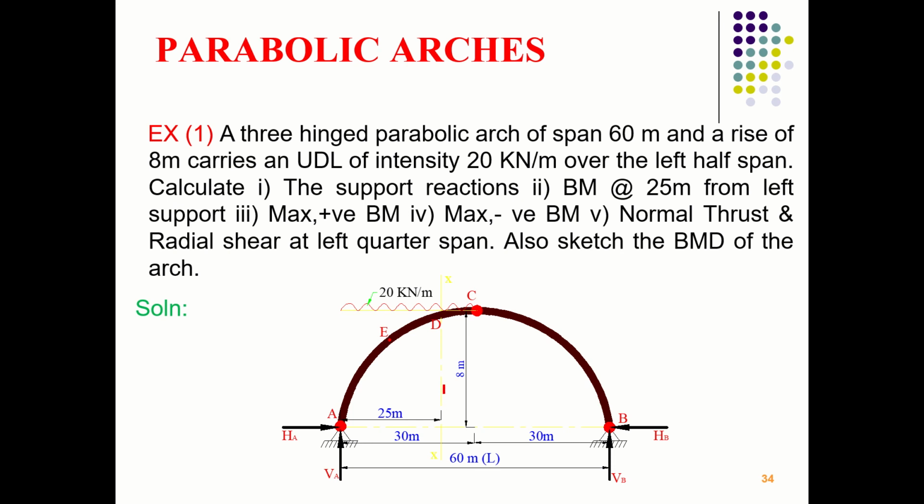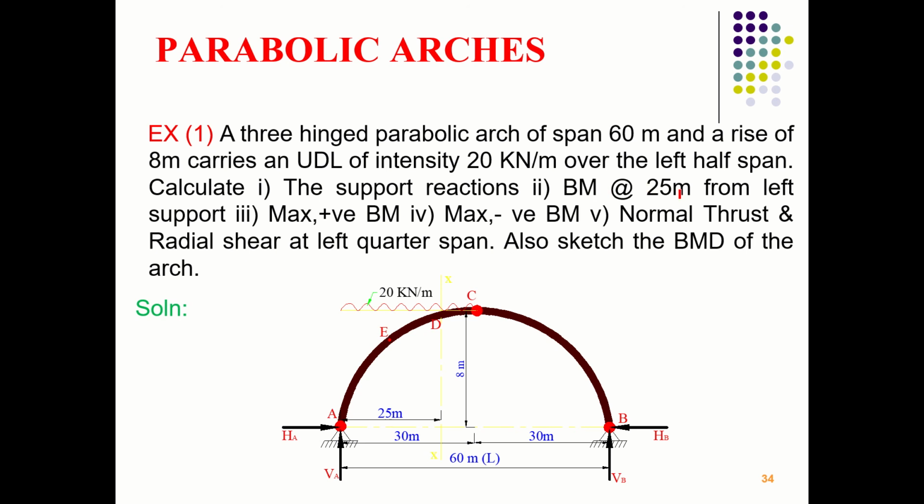Now coming to the problems, or the solved example. Consider a 3-hinged parabolic arch of span 60 meter and rise of 8 meter. A UDL of intensity 20 kilonewton per meter over the left half span is applied. Now calculate the support reactions, which are VA, HA, VB, HB, right.